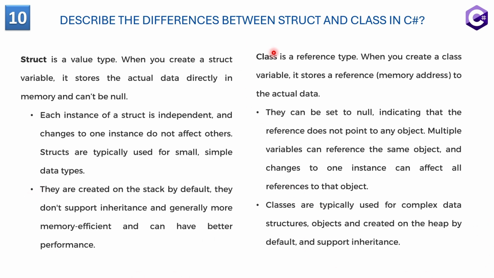When we come to class, you know that a class is a reference type. When you create a class variable, it stores a reference, a memory address, to the actual data. So they can be set to null, indicating that the reference does not point to any object. Multiple variables can reference the same object, and changes through one instance can affect all references to that object. Classes are typically used for complex data structures and objects, are created on the heap memory by default, and support inheritance. So these are classes.